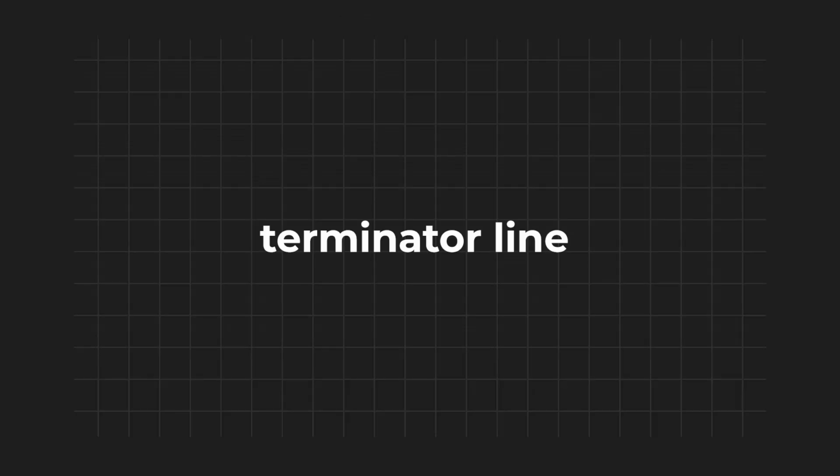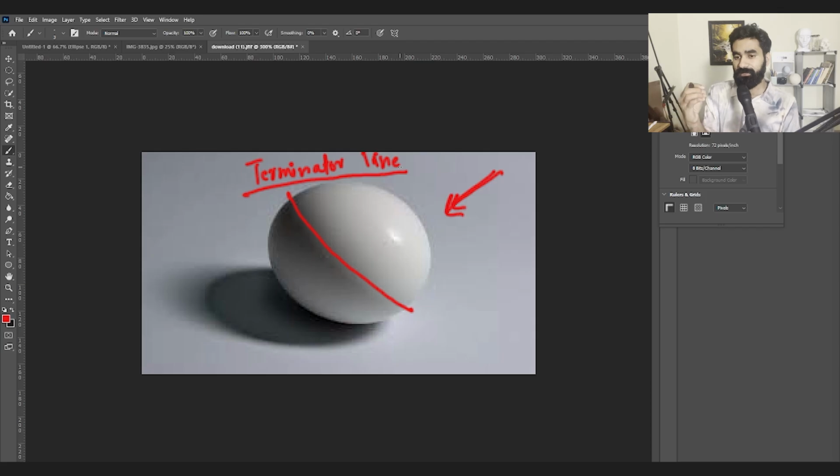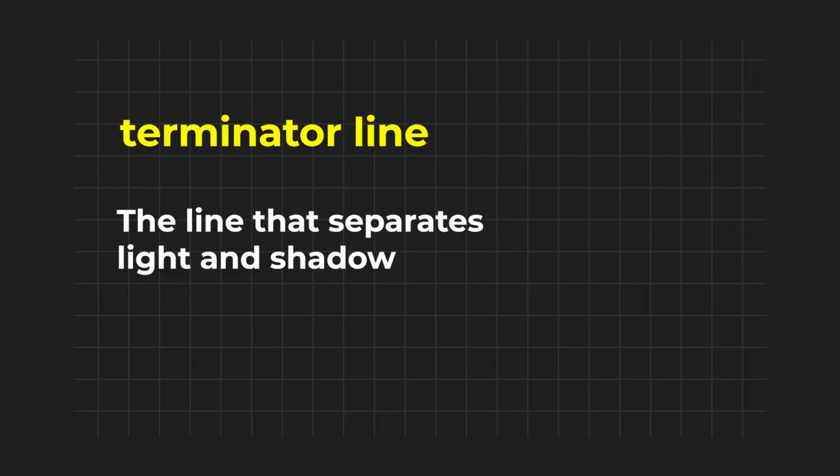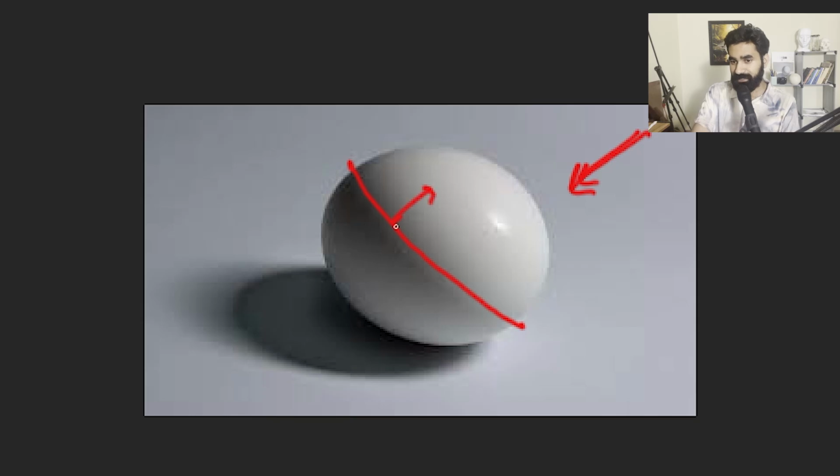What is that? Terminator line. So the terminator line, or line of termination, is basically the line which separates the light and shadow. Just note down, the terminator line is the line which separates light and shadow. So basically, right of this terminator line is light, left of the terminator line is shadow. That's the meaning. Just a very general classification.